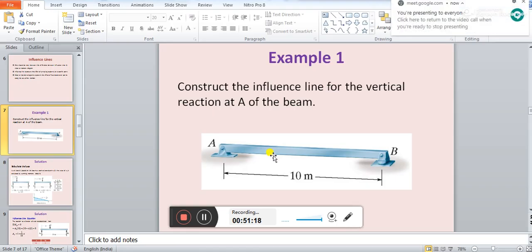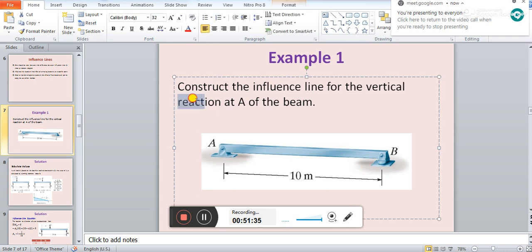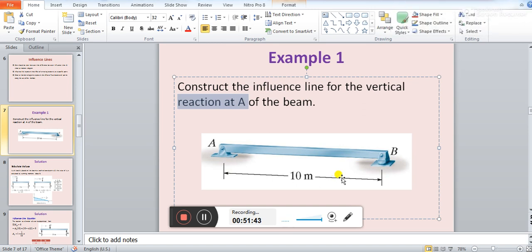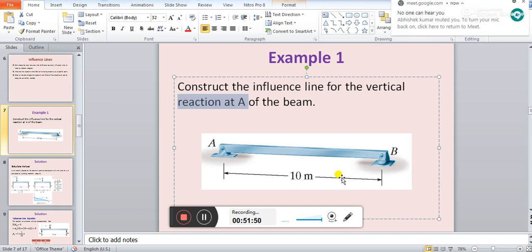See, if you are asked to construct the influence line for the vertical reaction at A of the beam, so this is a simply supported beam of 10 meter length. Your question is, you need to find the influence line diagram for the vertical reaction at A of the beam.